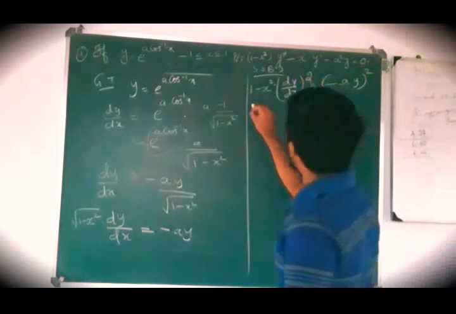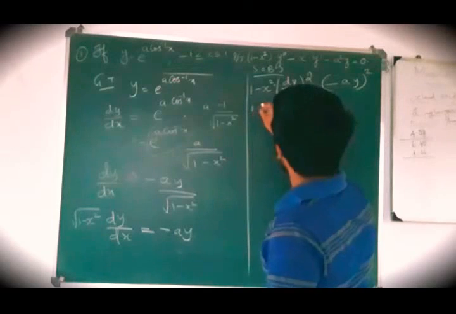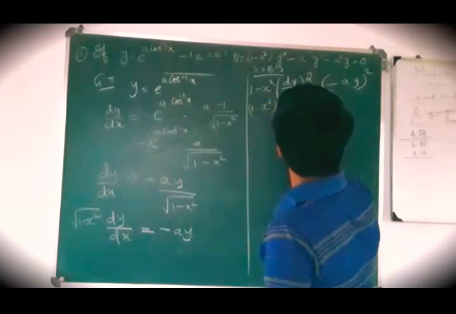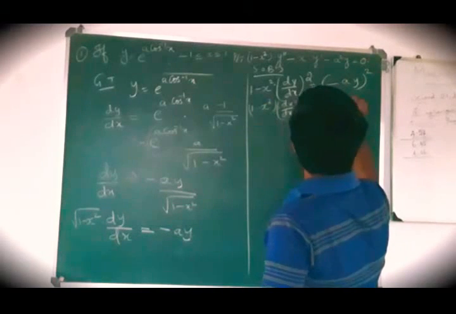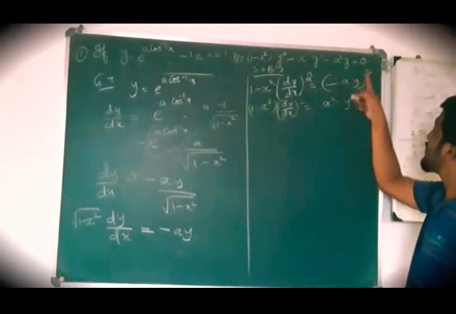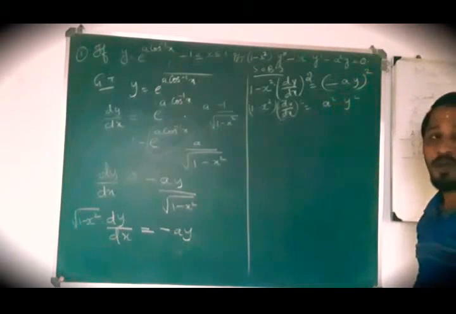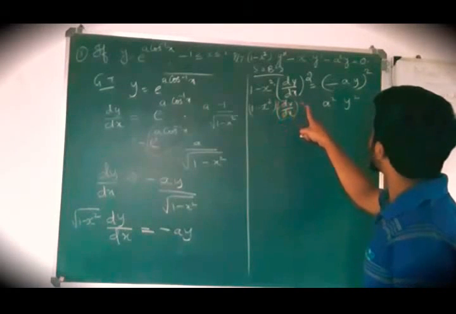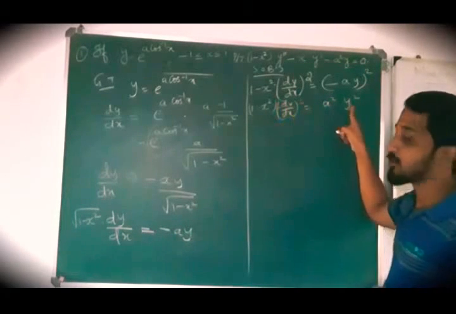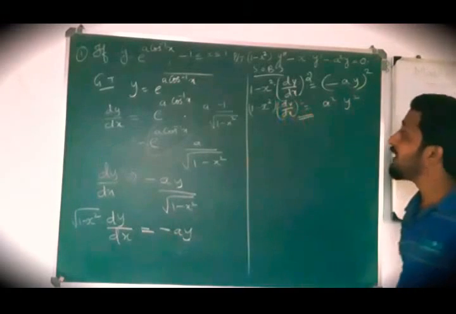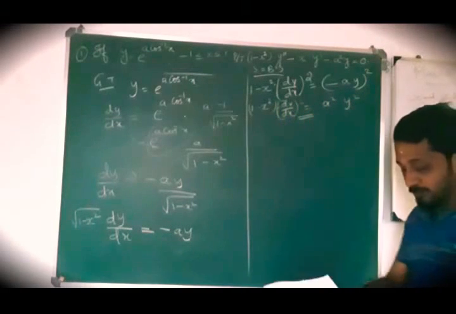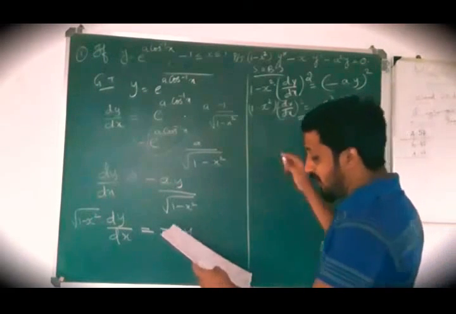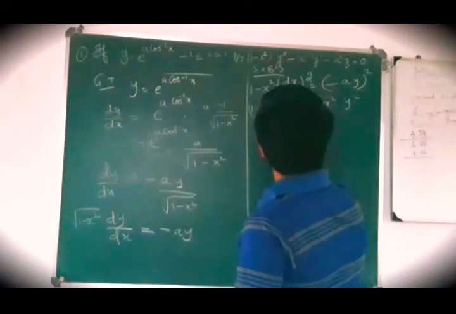Yes or no? That is (1 minus x square) into (dy by dx) the whole square is equal to a square y square, since minus a whole square is nothing but a square into y square. So (1 minus x square) into (dy by dx) the whole square is equal to a square into y square. This is the first equation. Now differentiating with respect to x.